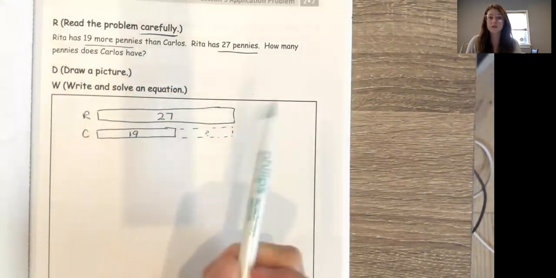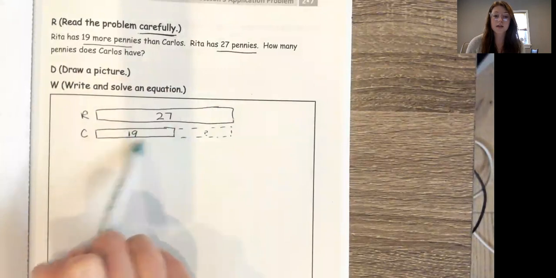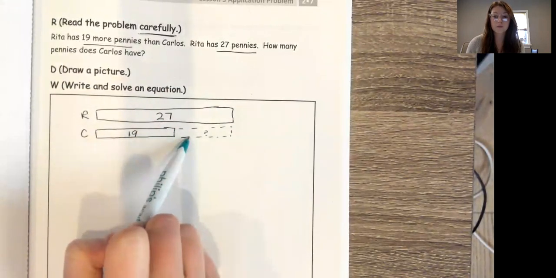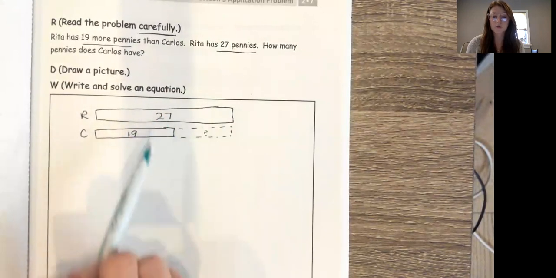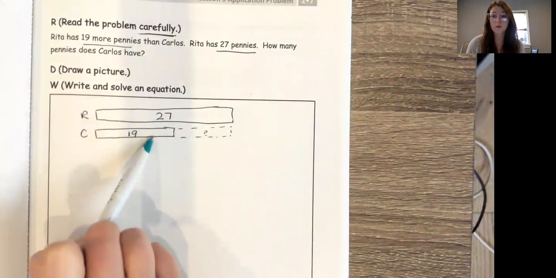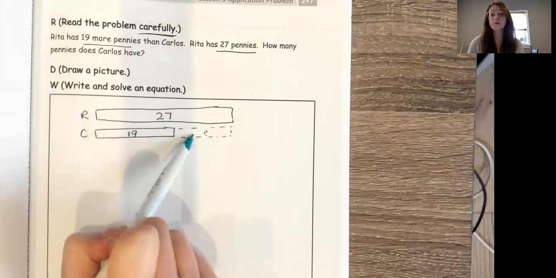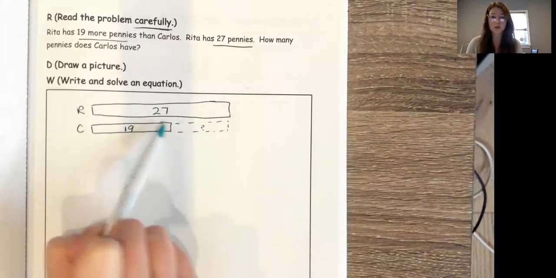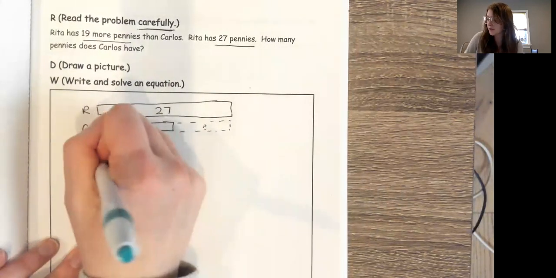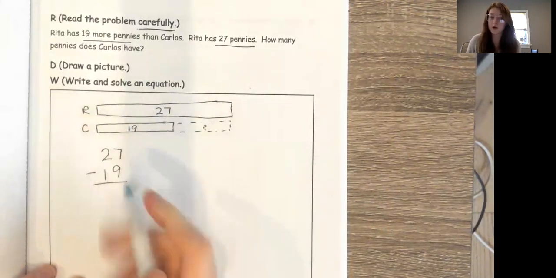So we're trying to find the difference between these two numbers, right? We know she has 27 and she has 19 more than what Carlos has. So whatever these two numbers are together is gonna add up to 27. Okay, so I know when I see this type of tape diagram, I'm gonna have to subtract, right? I'm trying to solve this missing piece. Then when I go back, I can always check my work and make sure that these two numbers added together give me 27. So I know my two parts are 27 minus 19, and I'm gonna do subtraction.